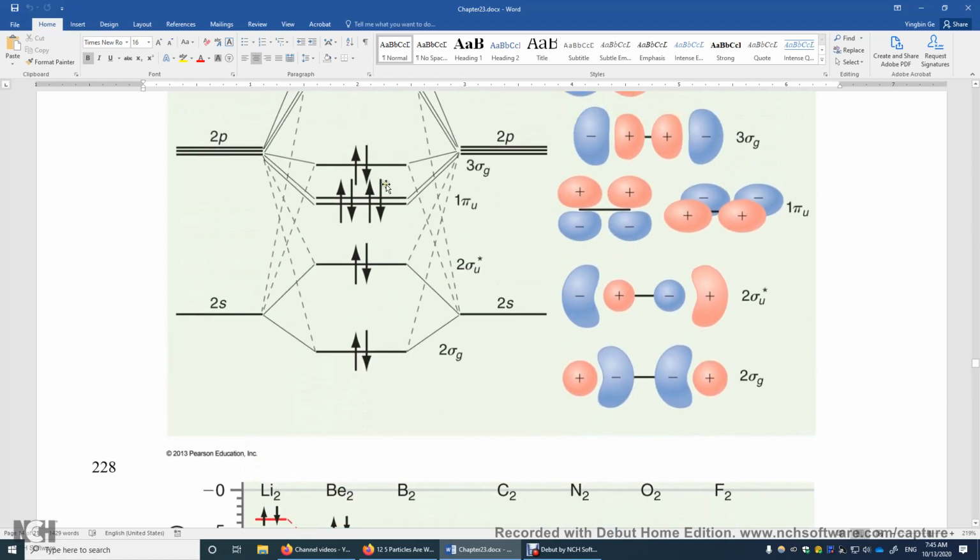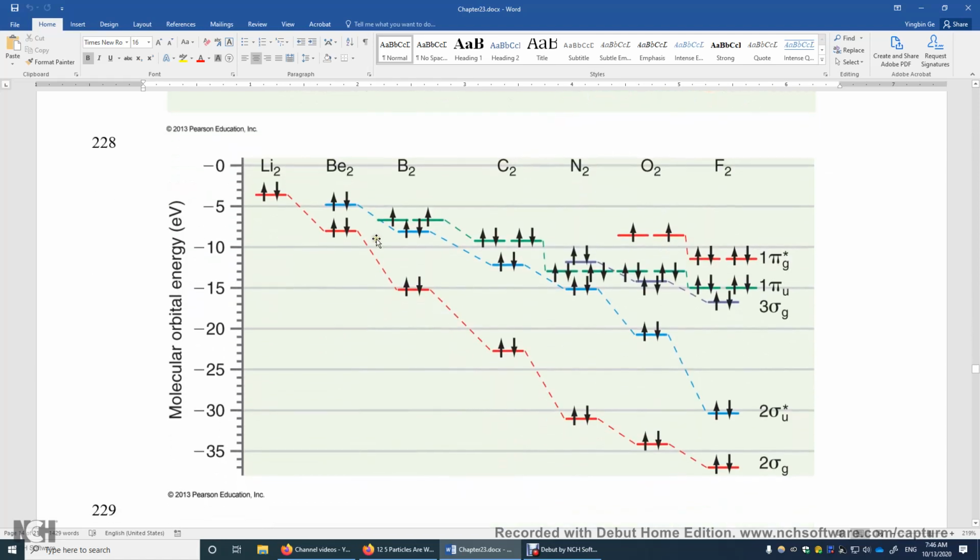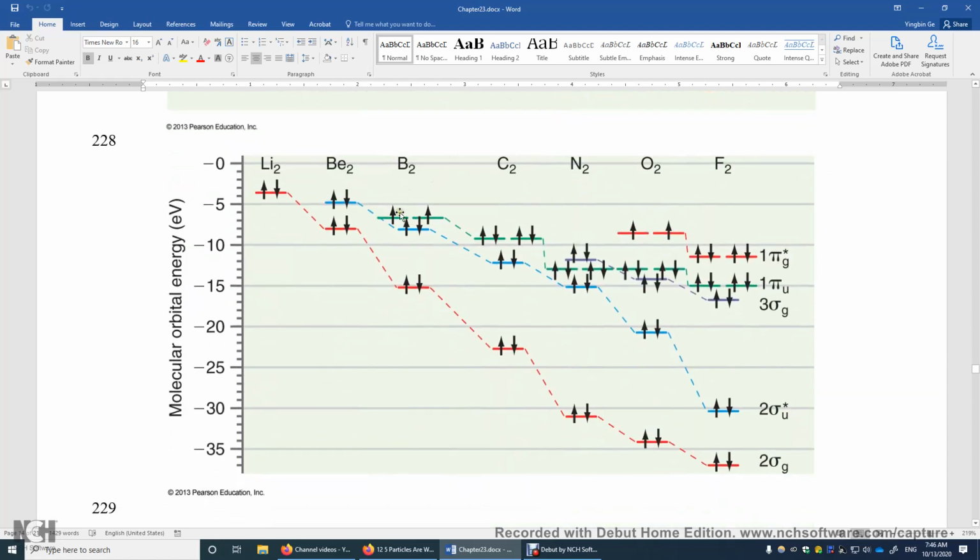Carbon 2. You are looking at carbon 2 if you remove these 2 electrons. That's just carbon 2. The bond order of carbon 2 is 2. And then this is nitrogen 2. Alright, so this is boron 2 with 2 alpha electrons, each occupying a pi u bonding orbital. Carbon 2. The 2 1 pi u bonding orbitals are fully occupied. The bond order is 2.